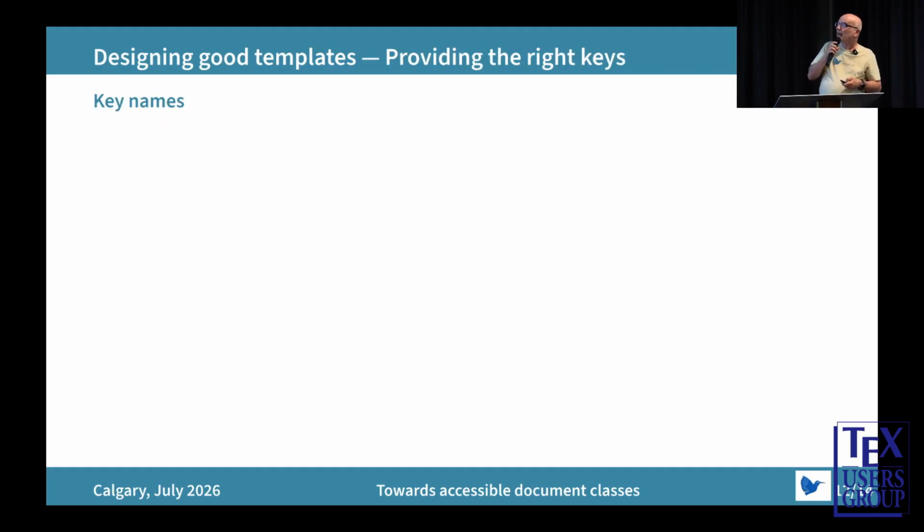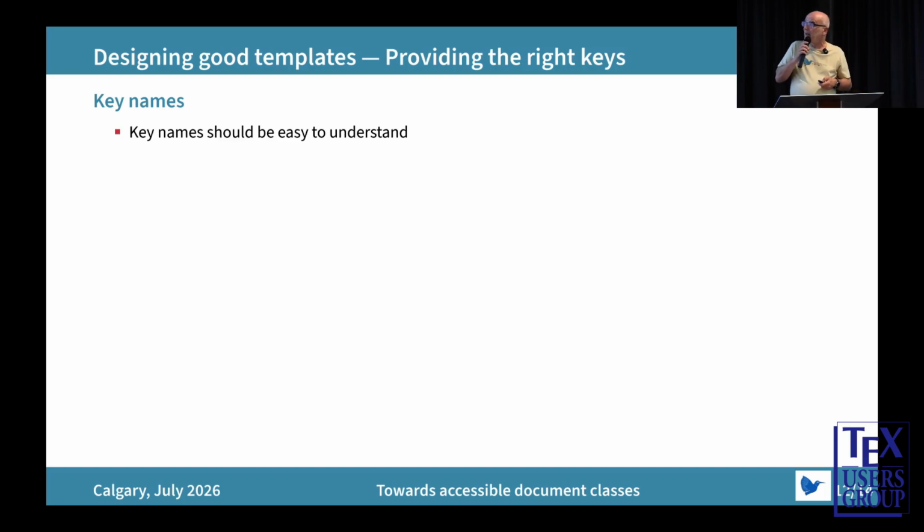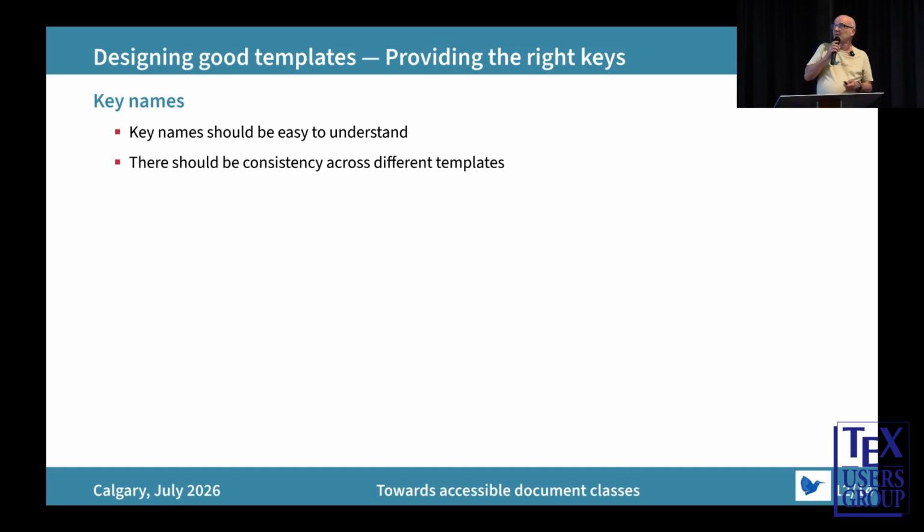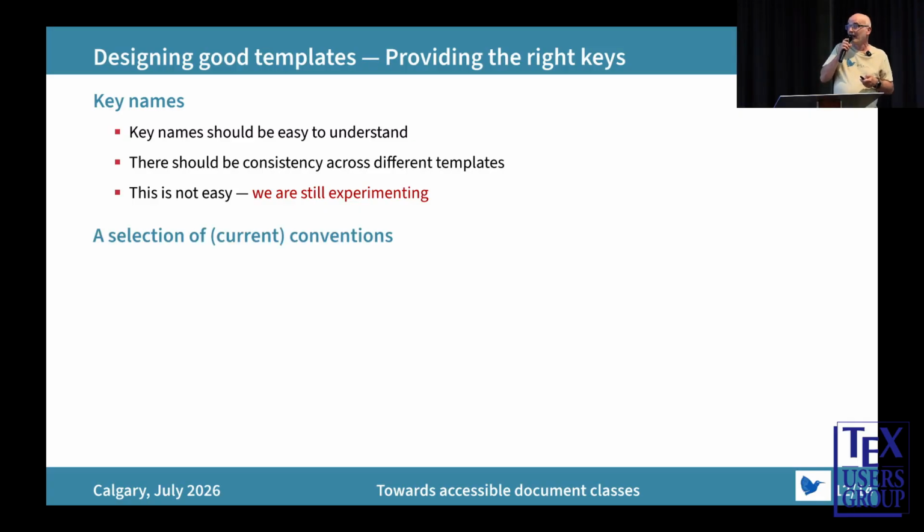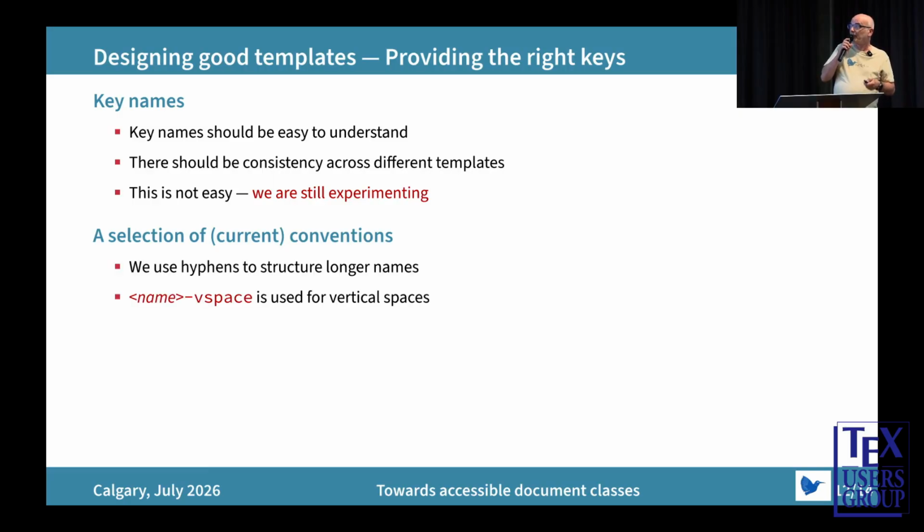Okay. The other big problem is key names. They should be easy to understand, they should be consistent, and that's very, very difficult. And this is my answer. We are experimenting. Every new template we find out that we did it wrong in the past. So there will be some changes coming along in the future as far as what the templates are doing now. Here's the selection. I have to be very fast.